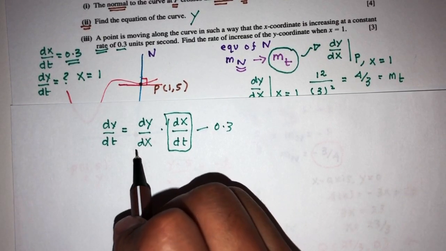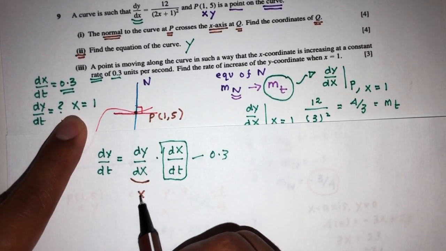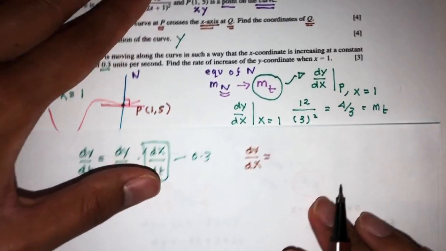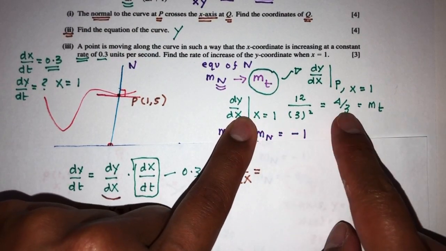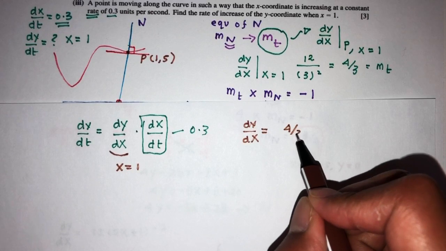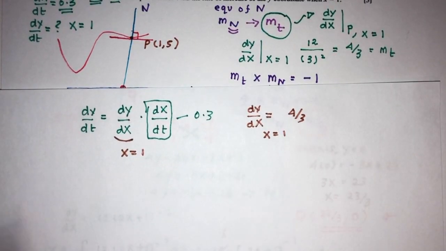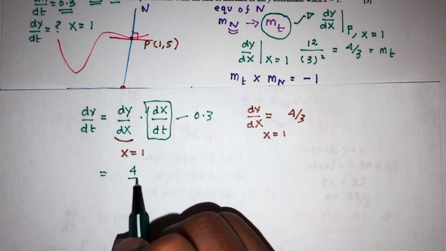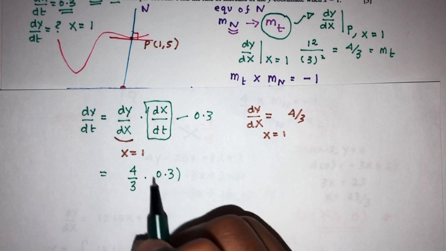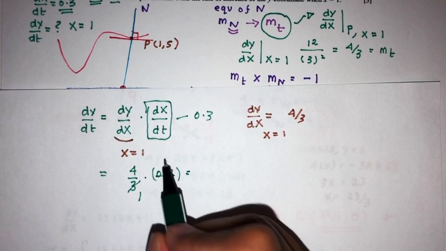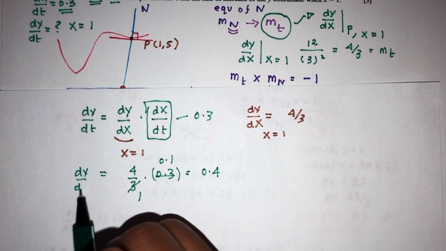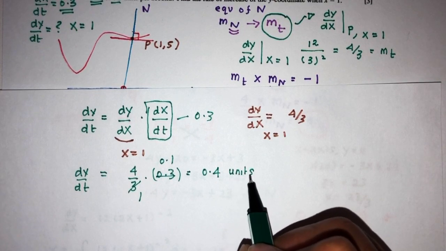Now we have to find the value of dy by dx when x is equal to 1. dy by dx, when x equals 1, gives you the value of 4 over 3. So we can see this is clearly 4 over 3 when x equals 1. Just replace back in your main equation. That will be 4 over 3 multiplied by 0.3. Let's see what you have. Cancel out 0.1. That will be 0.4 as your answer for dy by dt. That will be units per second. And that will be your answer for part 3 of the question.